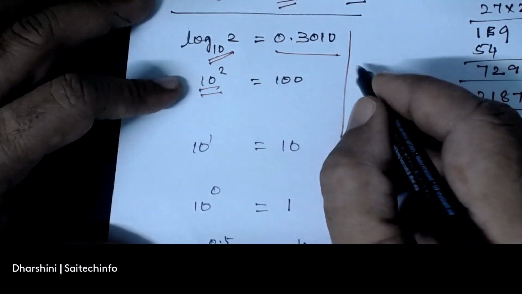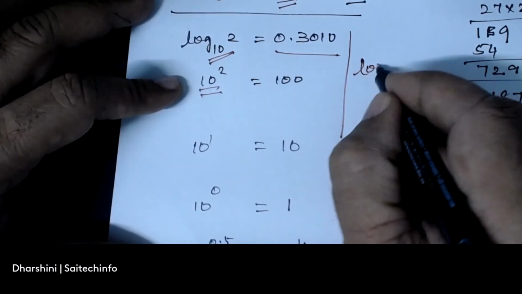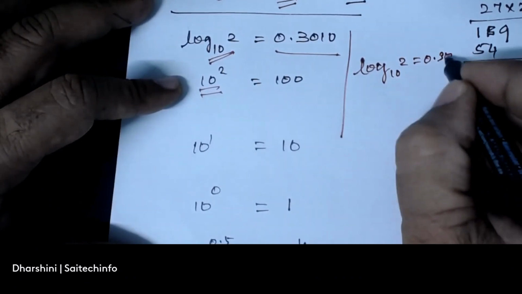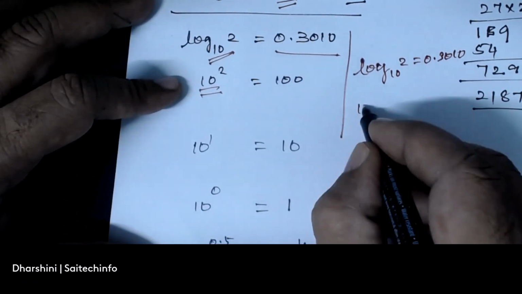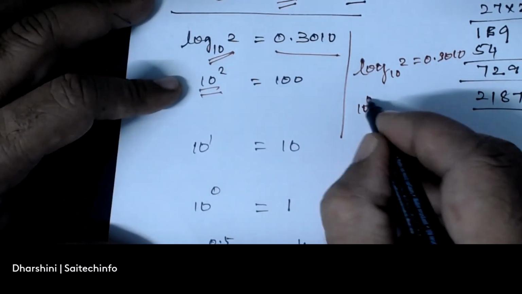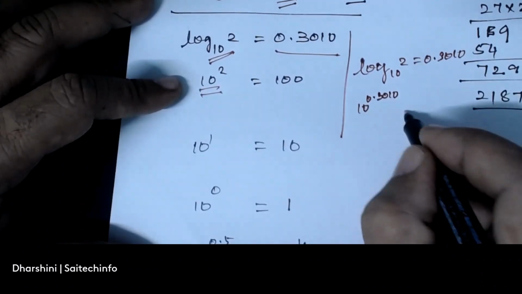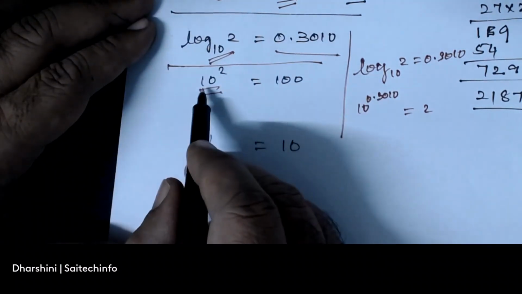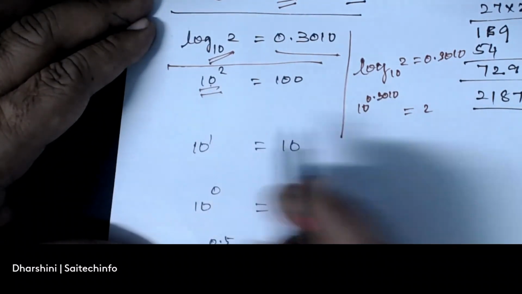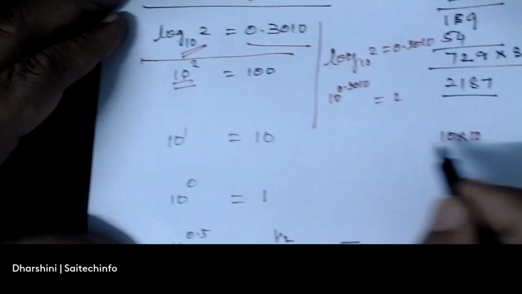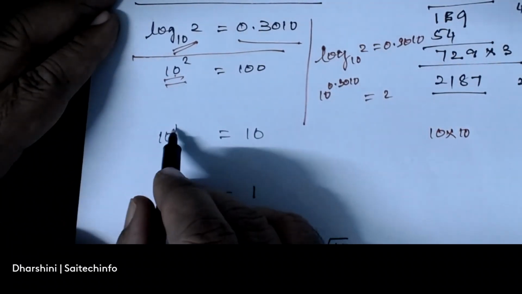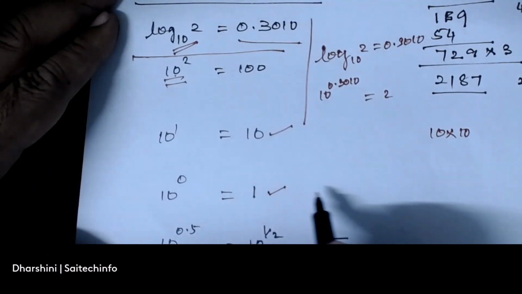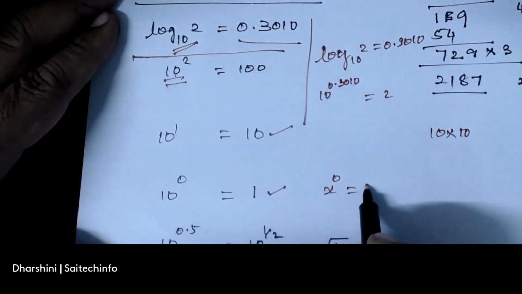Okay, therefore now let me explain once again. Log 2 to the base 10 is equal to 0.3010. Now this is the base 10 and put the term 0.3010 here, that is equal to 2. So this is the exponent form. Now let me explain. We know already 10 squared is equal to 100. That is nothing but 10 into 10. Is it not? Then 10 power 1 is equal to 10. That we know. But 10 power 0 is equal to 1. Anything power 0 is equal to 1.